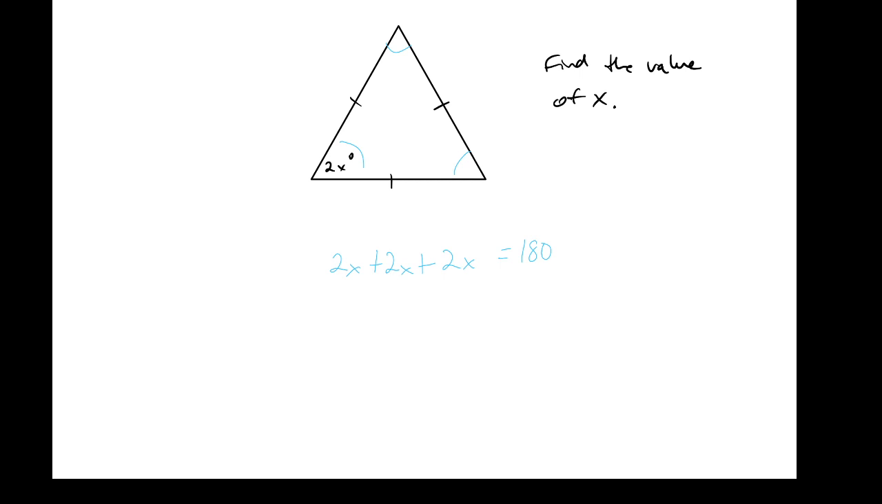Taking our sum, it's going to be 6x, which is equal to 180, and we divide by 6 and get that x is equal to 30. Pretty straightforward. We're just utilizing our previous theorem, that the sum of the interior angles of a triangle is, of course, 180 degrees. Okay, continuing on.